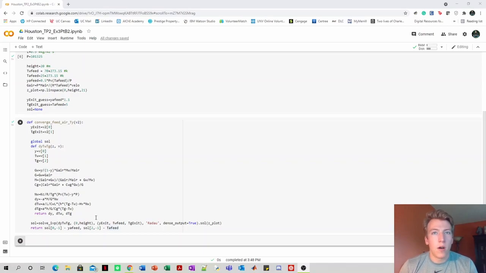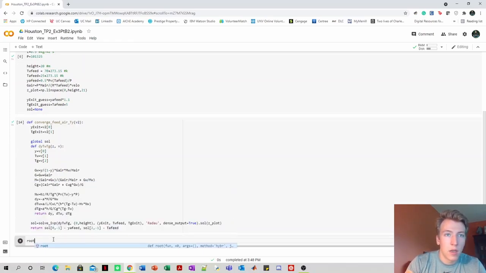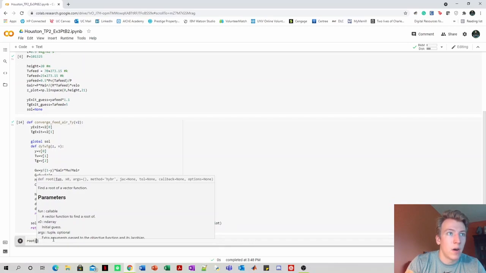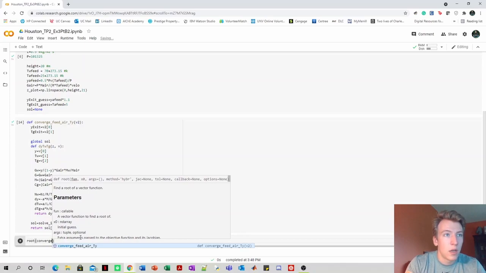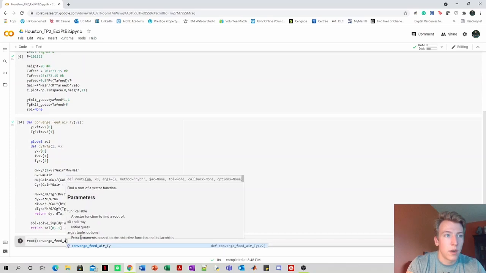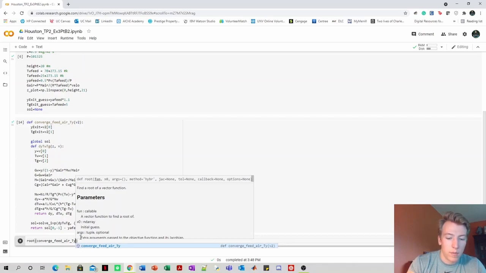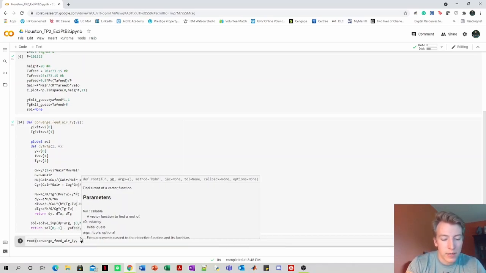Alrighty, so now we want to call our root that we have been looking for this whole time. In doing so, we're going to do root, and then we want to call our converge function that we had right up here. So converge underscore feed underscore air underscore t y for our callable, and now that we have that, we can then continue on.